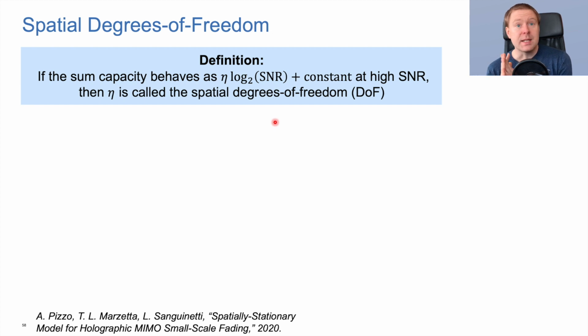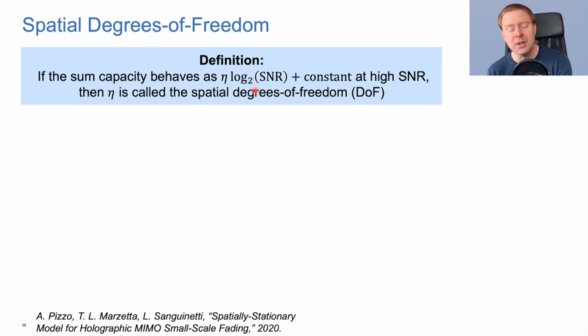Let's now define something called the spatial degrees of freedom. Degrees of freedom is something that often appears in capacity analysis when we are saying that the sum capacity behaves as eta times log2 of the SNR plus a constant at high SNR. If that is the case for some value eta, well then eta is called the spatial degrees of freedom, and it describes how many different streams of data we can spatially multiplex. So if you only have one stream of data, we will have something like log2 of 1 plus SNR, which at high SNR is like log2 of SNR. And if we can multiplex many of them, we get the factor eta in front of it.